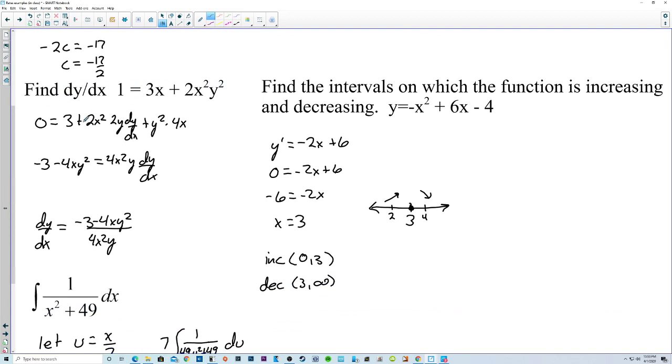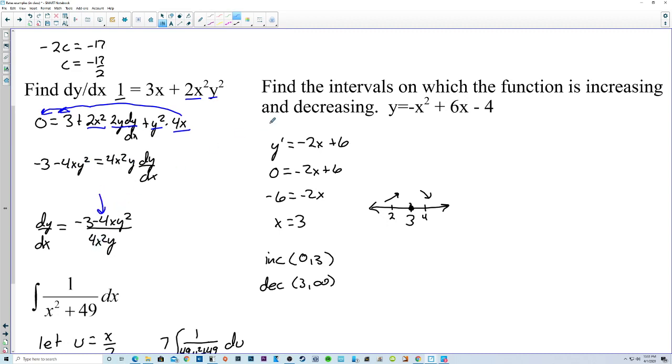Here's some more implicit differentiation. We take the derivative of 1, that is 0. Derivative of 3x is 3, so we have first times derivative of the second, plus the second times the derivative of the first. So anything that doesn't have a dy dx, we get to the other side, there's negative 3, and minus 4xy squared, that's right there. And then we divide by 4x squared y, and you end up with the answer right there.